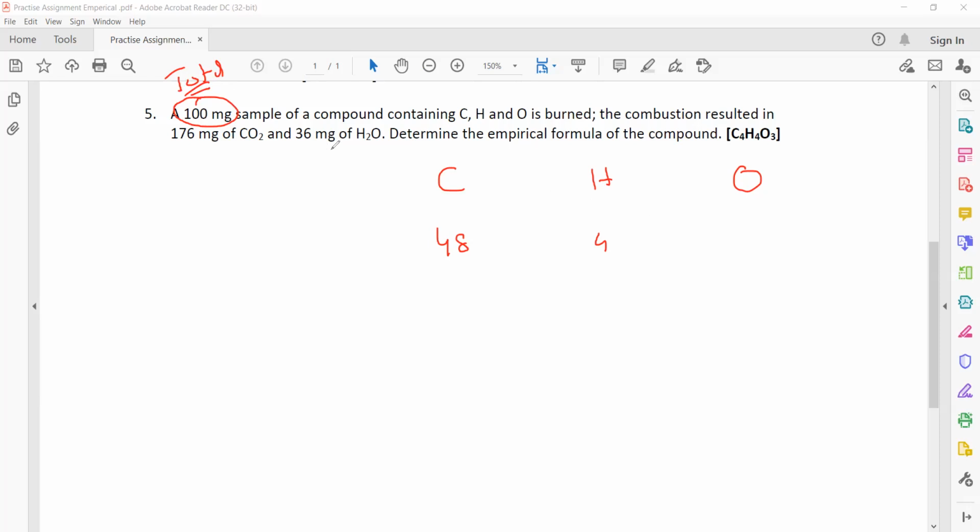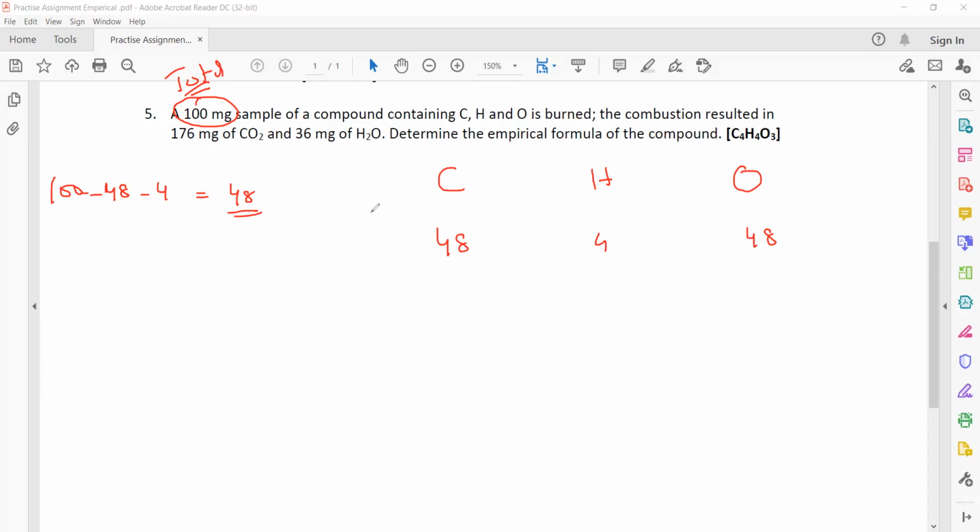How do we know how much oxygen is there? If we subtract the mass of carbon and hydrogen from the total mass of the compound, we can work out how much oxygen is there. So it will be 100 minus 48, which is the mass of carbon, minus 4, which is the mass of hydrogen. That will be again 48, and this 48 will be the mass of oxygen, because the sum of the masses of hydrogen, carbon and oxygen should be 100 milligram as they mentioned.